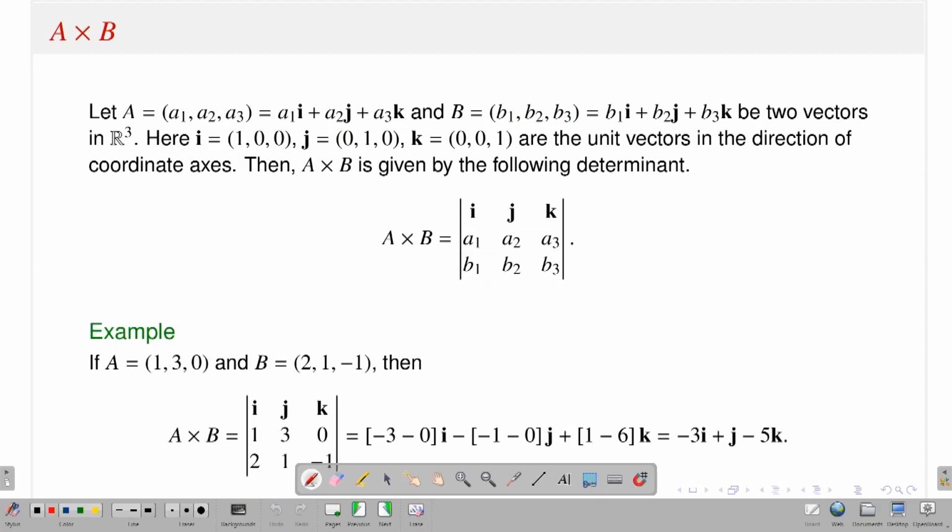For example, you take A equal to (1, 3, 0) and B equal to (2, 1, minus 1). Then A cross B becomes the 3 by 3 determinant. The first row is the unit vectors i, j, k along the coordinate axes. The second row is the components of vector A: 1, 3, 0. The third row is the components of the B vector: 2, 1, minus 1. Then this determinant is equal to minus 3i plus j minus 5k.